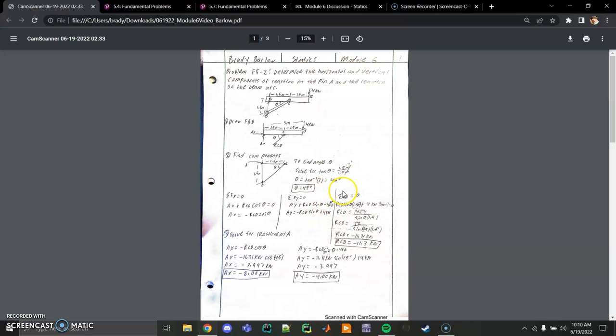So after that, I did a summation of the moment at A, where it's RCD sine theta times 1.5 meters plus 4 kilonewtons times 3 meters. Solving for that, I get RCD is equal to negative 11.38 kilonewtons. With this component, I'm then able to plug back into AX and AY and solve for AX to be negative 8 kilonewtons and AY to be negative 4 kilonewtons.